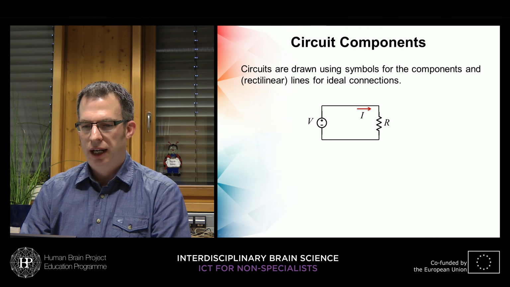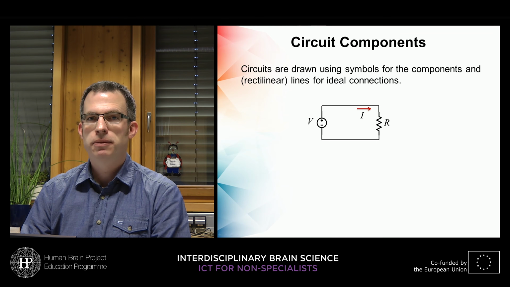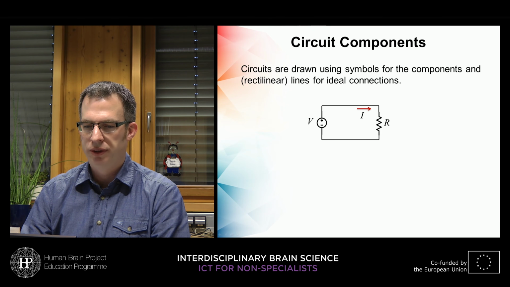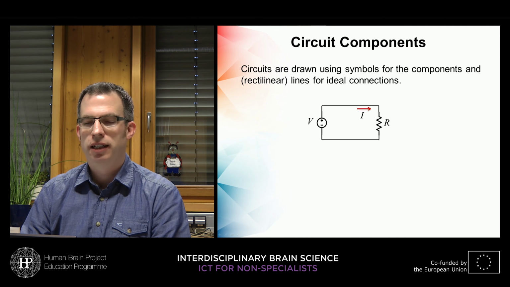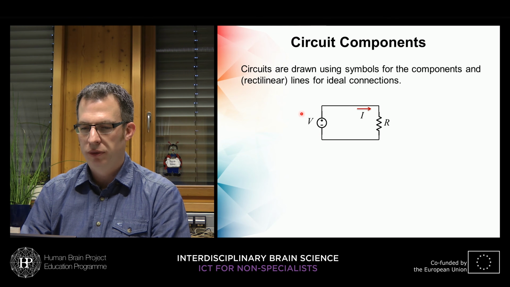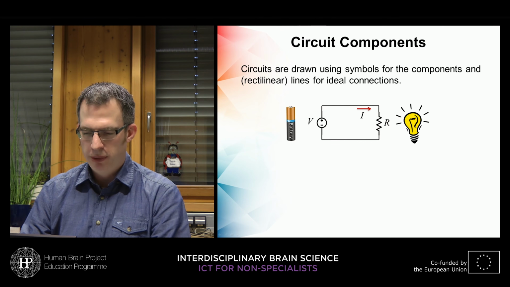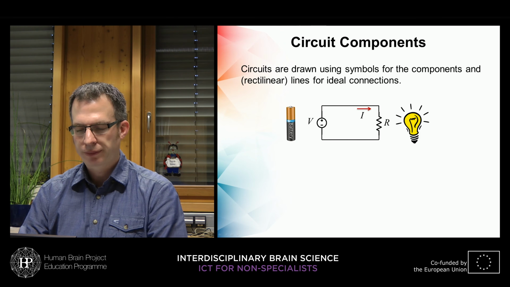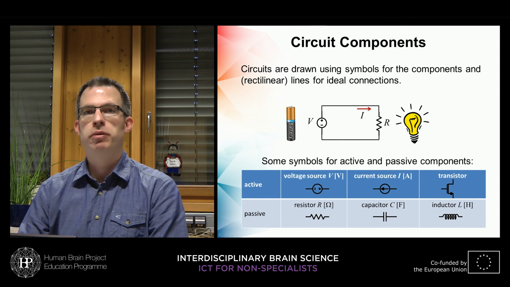So circuits are drawn usually using symbols for the components and straight or rectilinear lines for the connections between the components. And these connections are treated as ideal connections. So we have, for example, a voltage source for the voltage V, and we have a resistor symbol for a resistor in our circuit, and then we have a closed path that allows the current to flow. This can, for example, be a battery and a bulb. And these are some symbols for active and passive components.